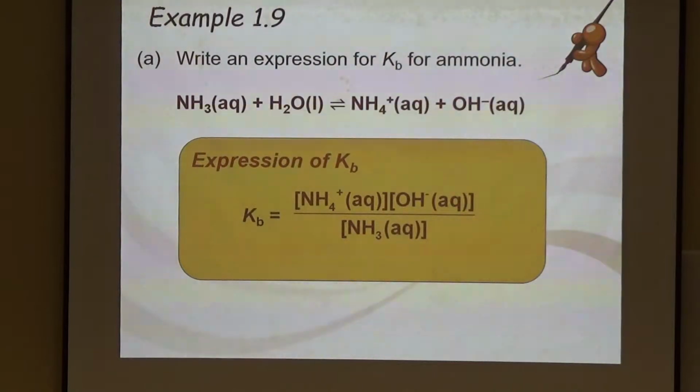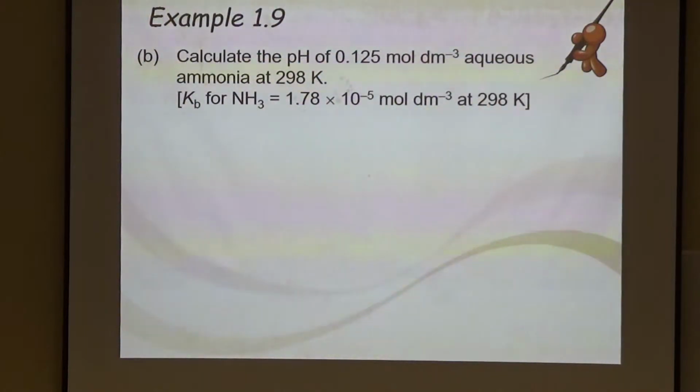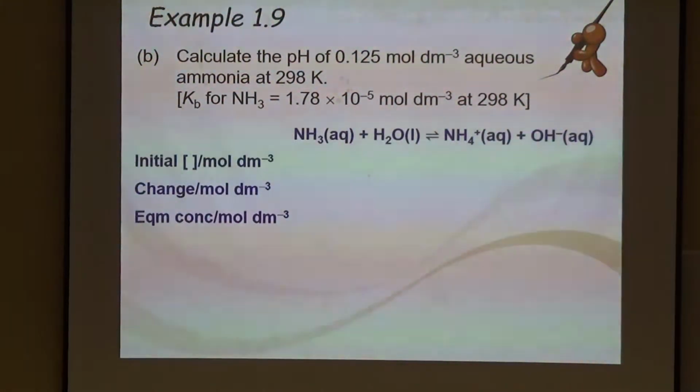Okay, continue doing. If you have finished, you can do example 1.10. For those who are stuck, after this, the next step is to draw the ICE table. So draw that, then fill in whichever things you can. It will be similar to the previous example.